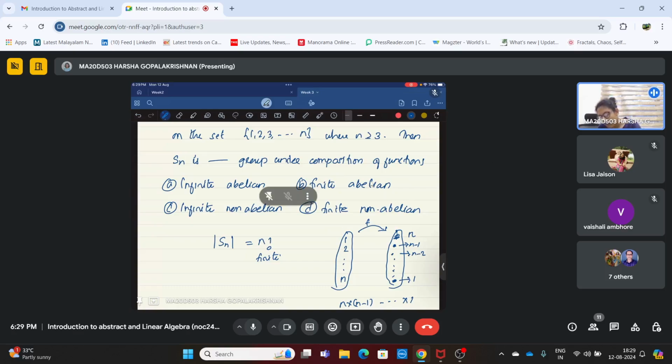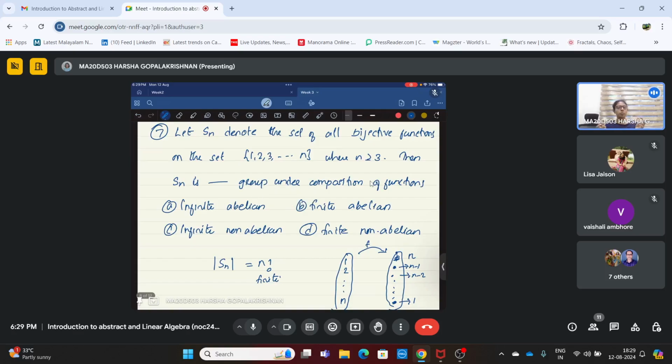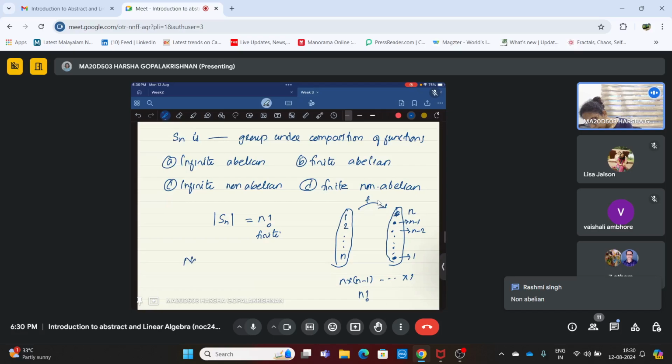Now the question is, what is the operation here? It is the composition of functions, f composite g, g composite f. Is it abelian or not, that means whether f composite g and g composite f are the same or not. Non-abelian. Usually we know composite functions are not commutative but associative. Here also it is just bijective functions and composition, so it may not always be abelian. So it is non-abelian.